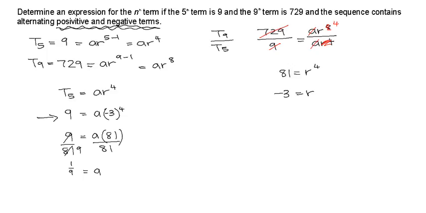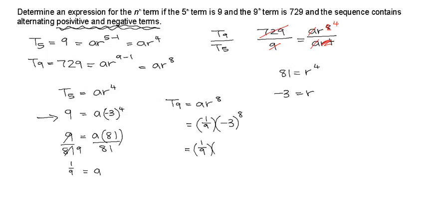So we now have the ratio. We have the first term. Let's go ahead and test it against 9. Let's check if this negative is right. So we've got T9 is equal to a times r to the power of 8. We have surmised that a is 1/9, and our r is -3, and that is going to be to the power of 8. Nothing's going to happen to our 1/9 multiplying.